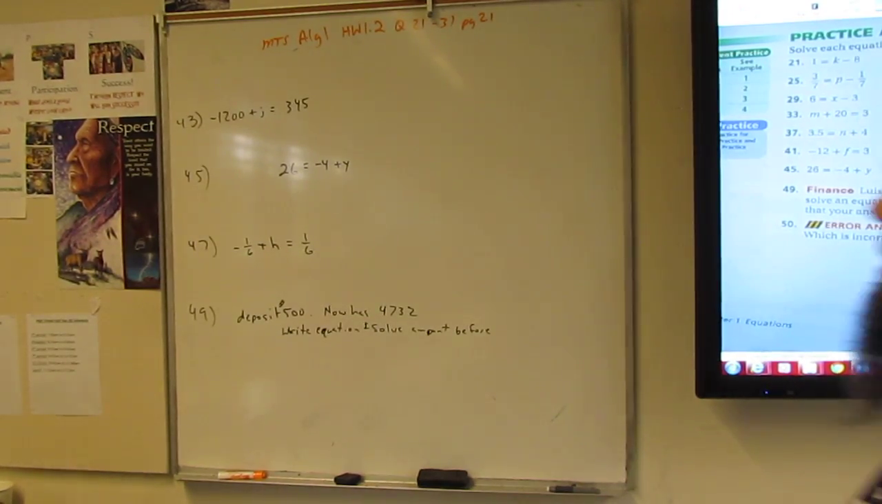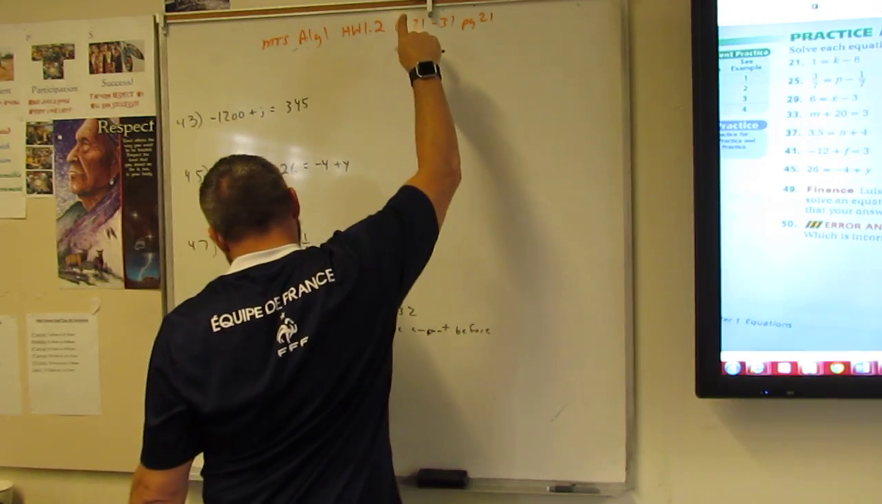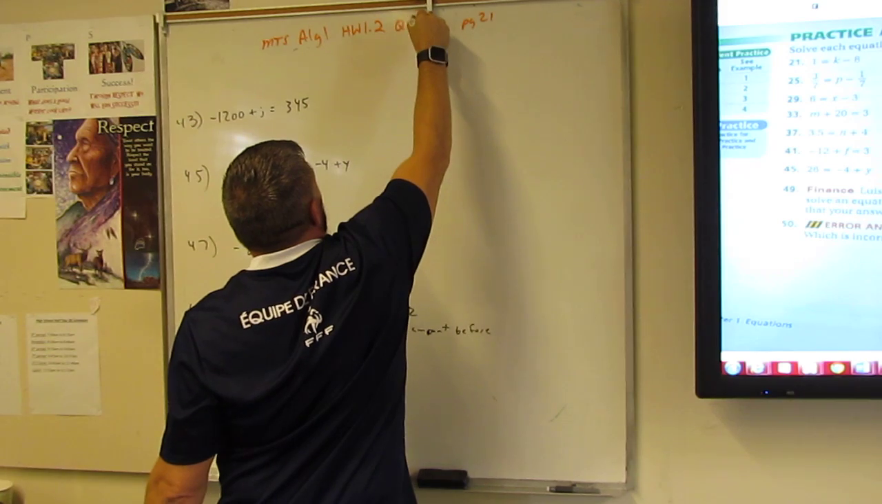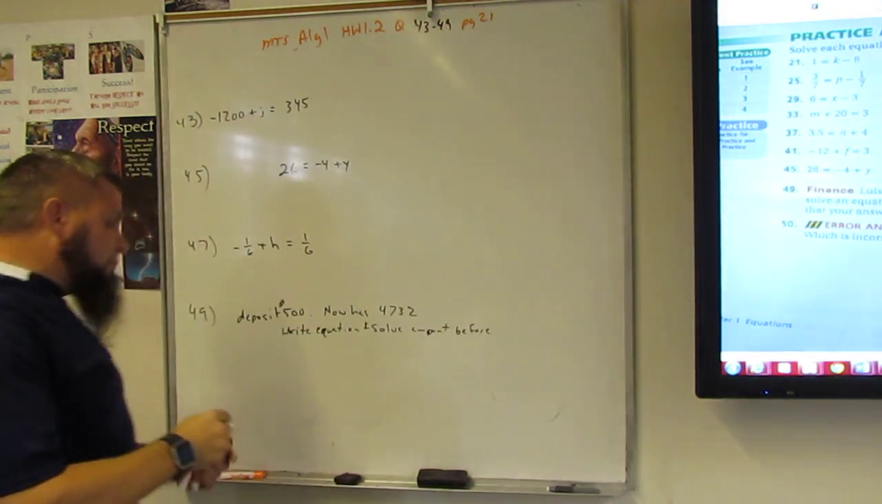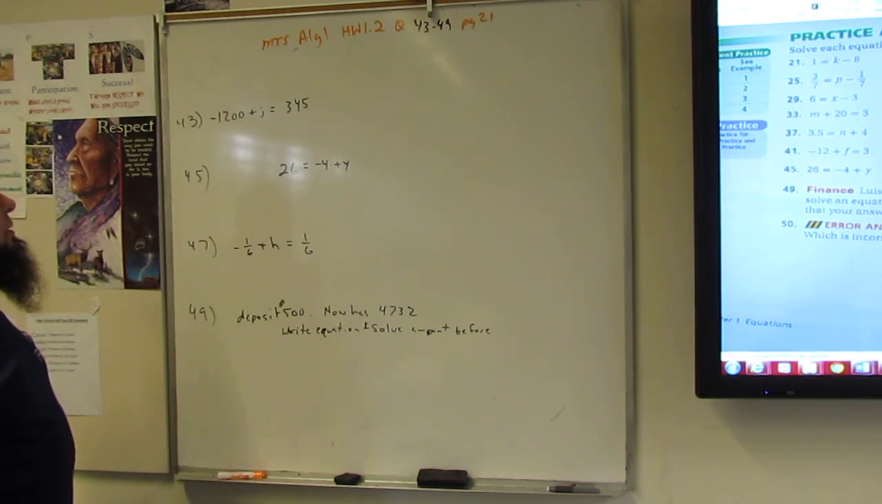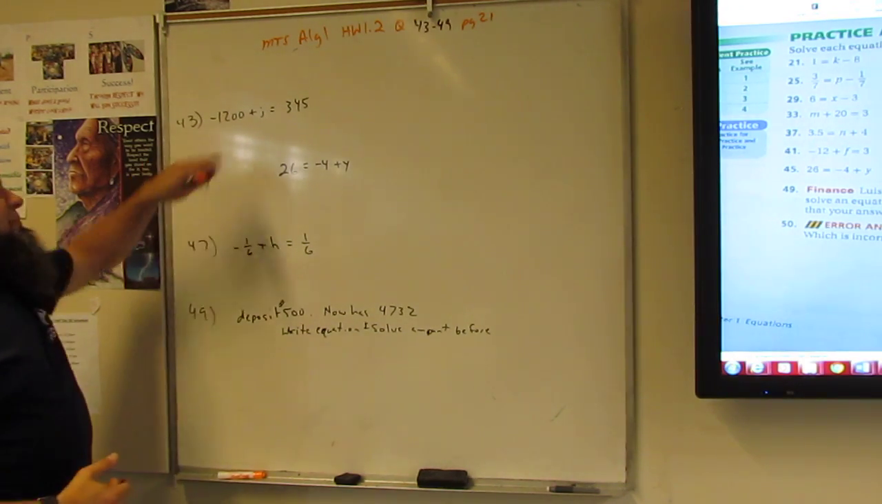Okay, MTS 1.2, Algebra 1, 43 through 49. Okay? Alright, so we've got 1200 plus J equals 345, or negative 1200.